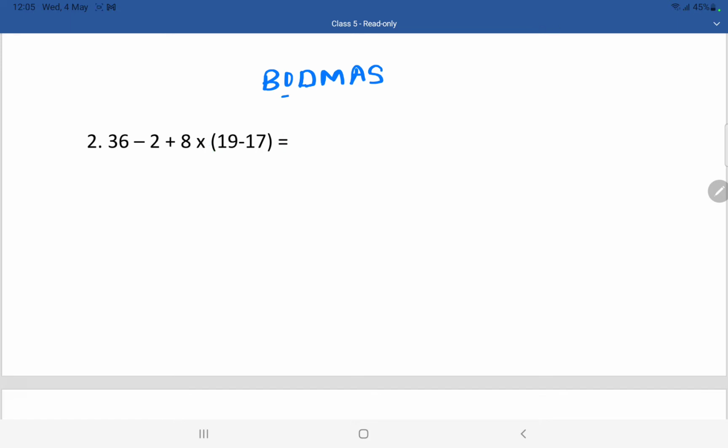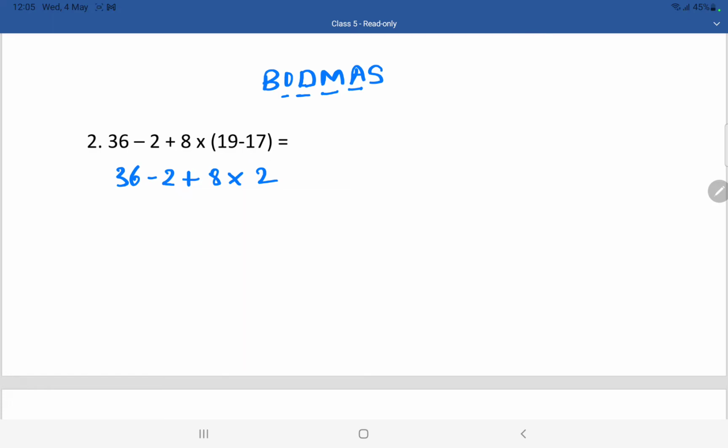In that I don't have of, so I am leaving. I don't have division, I am leaving. I don't have multiplication, I don't have addition. I have subtraction, so I will do subtraction in that bracket. First I need to solve the bracket. So I can write this question as 36 minus 2 plus 8 into, what is 19 minus 17? The answer is 2. 19 minus 17 is 2.